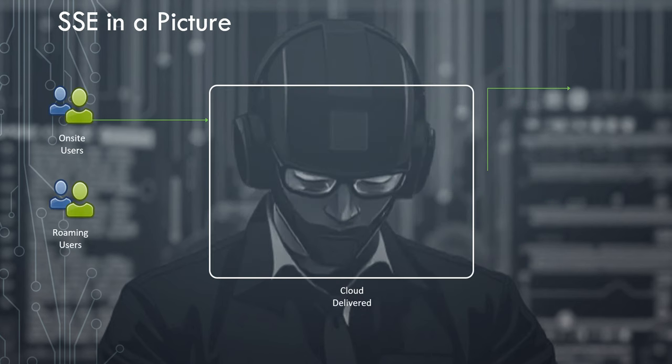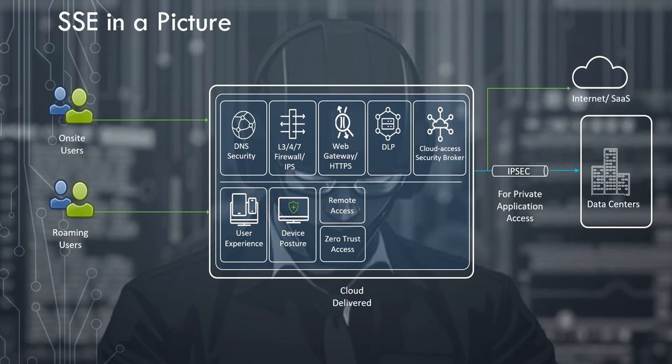With that in mind, let's have a look at the architecture, or how an SSE solution looks. As I mentioned, it's cloud delivered. It could live in a public cloud or a private cloud. It doesn't really matter. All the users will be connecting to that. These connections could be an SSL VPN or an IPsec VPN or through an app on your laptop, desktop, iPad, or tablet, right?